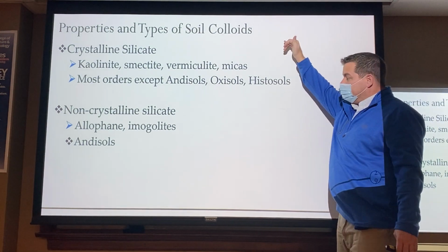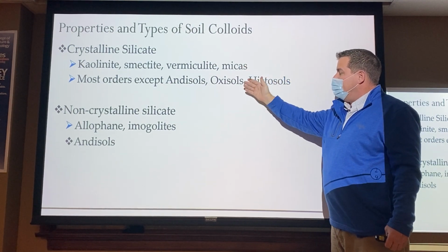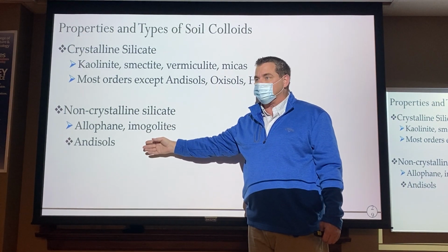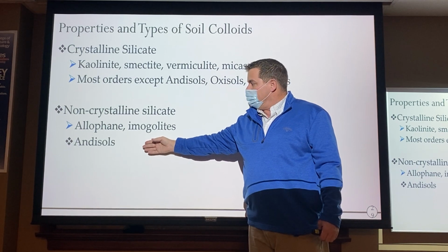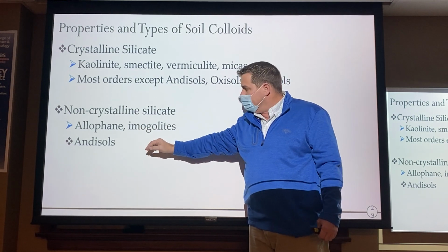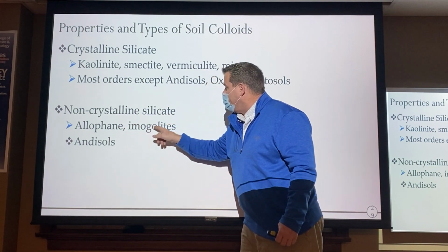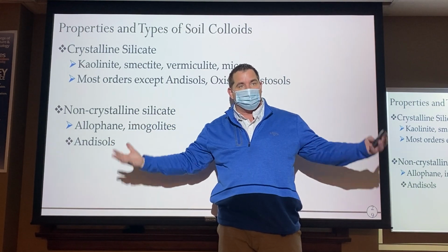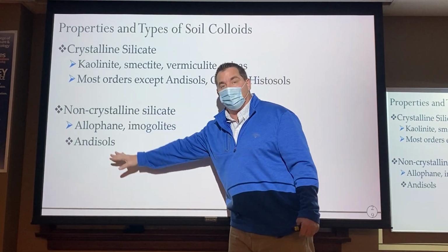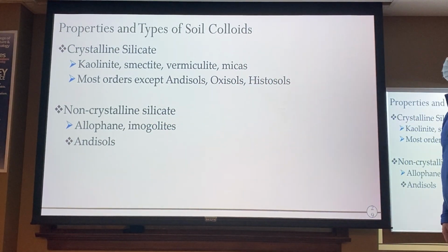The types we have are crystalline and non-crystalline. You'll probably be mostly dealing with crystalline, and you might get into some non-crystalline if you ever have a job in, let's say, Alaska, Washington State, or somewhere with a lot of volcanic activity, Hawaii. If you get a job in Hawaii, that'd be awesome. Then you would deal with allophanes and imogolites, because andisols are of volcanic origin. Unless you're around volcanoes, you probably won't deal much with these non-crystalline silicates.